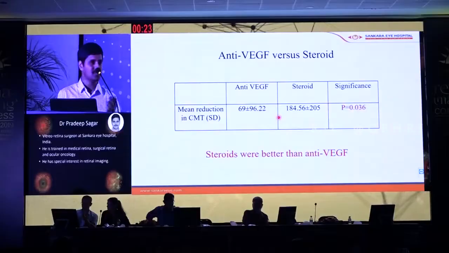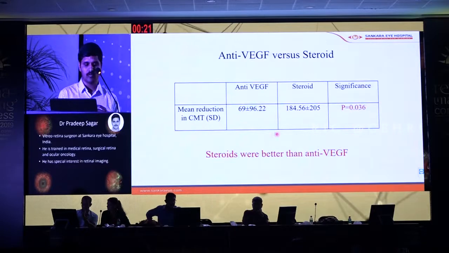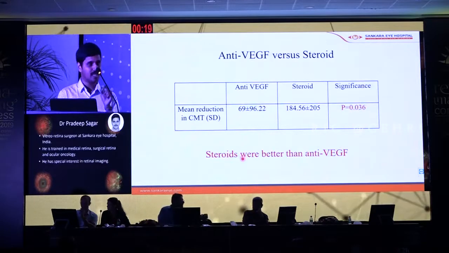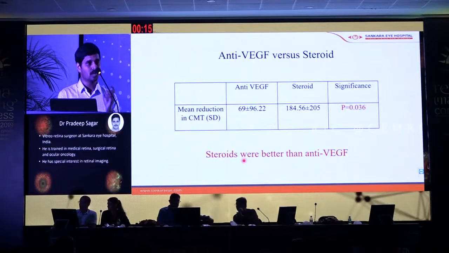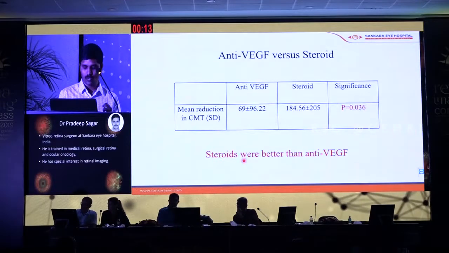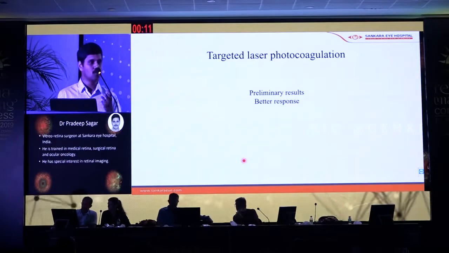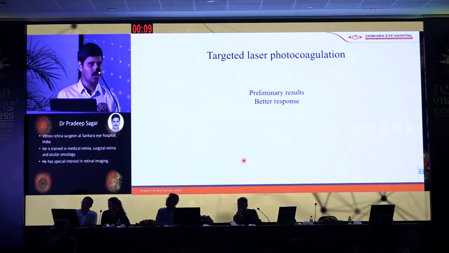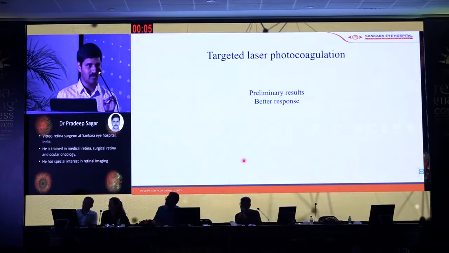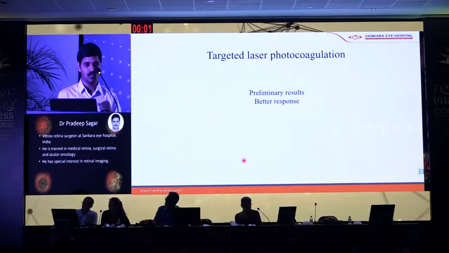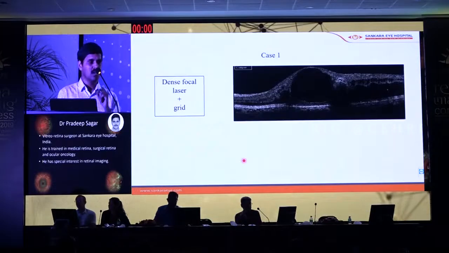So what are the other options for treatment in such cases? In a subgroup analysis of our cases, steroids had a better reduction in CMT when compared to anti-VEGF, though it was not as good as in those cases without the RCM. And one more option is targeted laser photocoagulation. We targeted these microaneurysms which were quite away from the fovea.